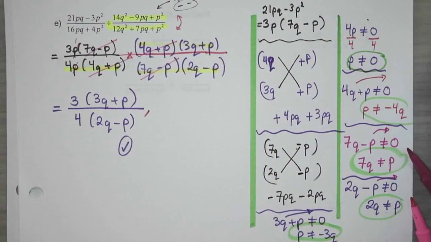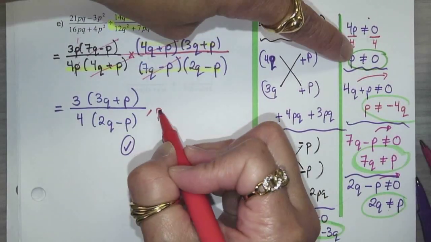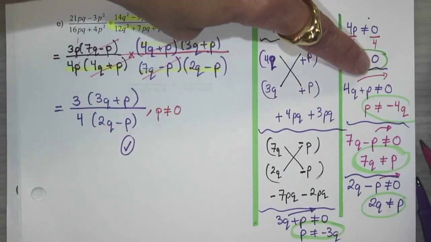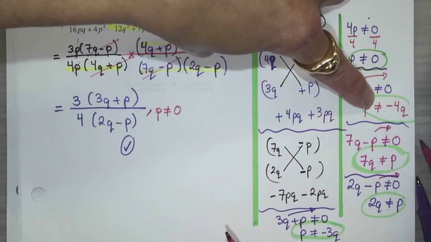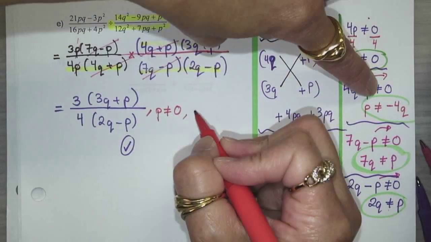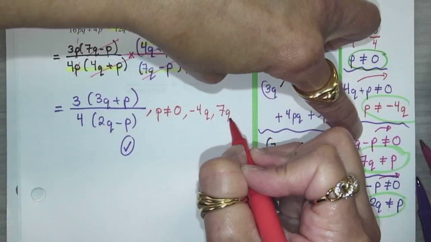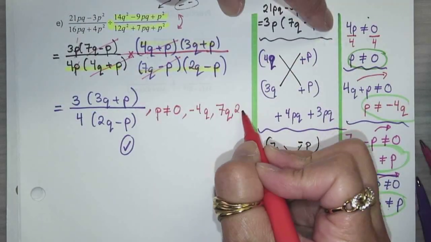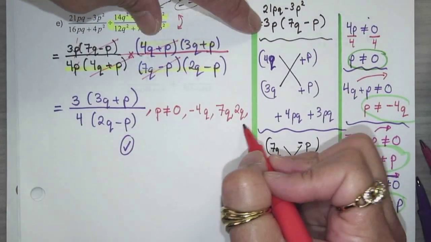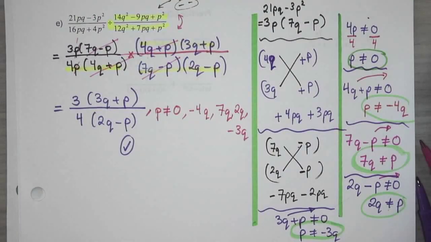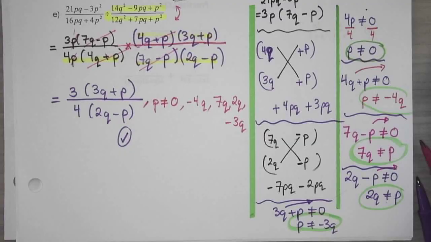Comma. Let's do our restrictions. So P cannot equal 0. I can just do comma then, because they're all with respect to P. So comma, negative 4Q, comma, 7Q, 2Q, and negative 3Q. If you run out of room, just go down. So we got all of those. So I should get 1, 2, 3, 4, 5 restrictions.